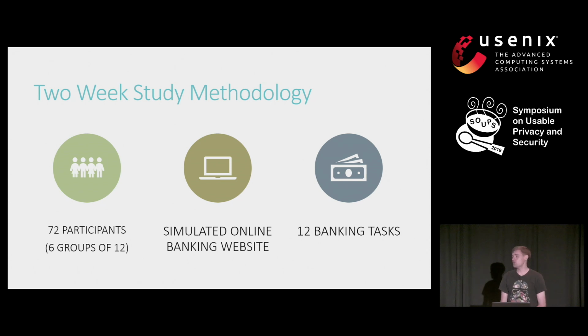We recruited 72 participants, and we divided them into 6 groups, one for each of the second factors, and then another control group which used only passwords to authenticate. We created a simulated online banking website, and over the course of 2 weeks, we had them complete 12 banking tasks, and they could complete no more than 1 task a day. During the initial meeting, we set up the second factor with them, again, so that they would not have a poor or good experience with that could bias our results. And then after the 2-week period, we had an exit interview where we asked a series of open-ended questions.